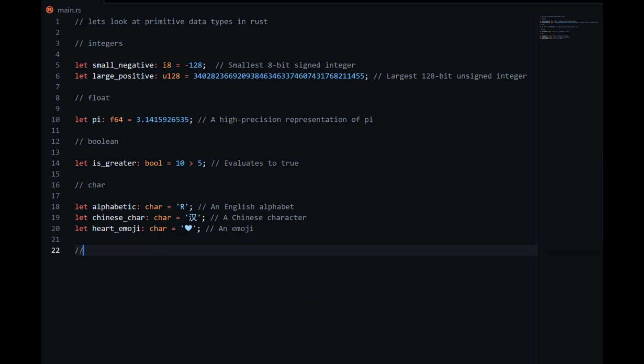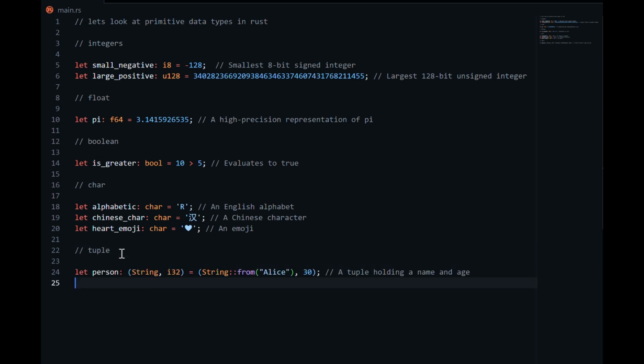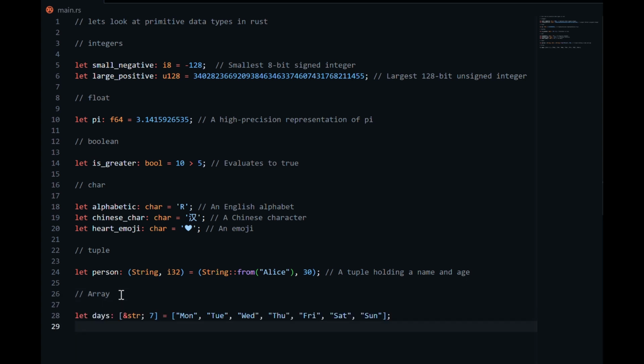Tuples are collections of values of different types. They're incredibly useful for returning multiple values from a function. Arrays in Rust store multiple values of the same type in a single data structure with a fixed size known at compile time. That's a wrap on Rust's primitive data types.